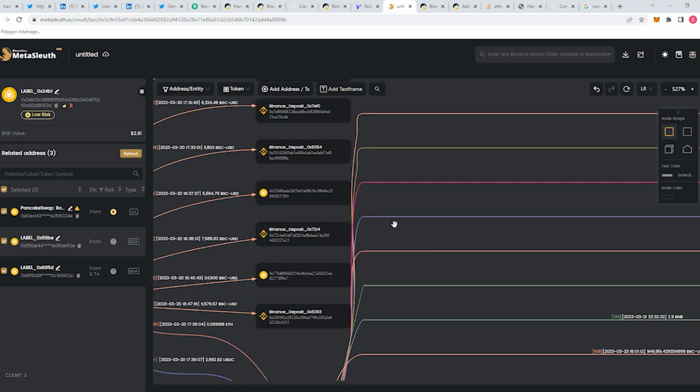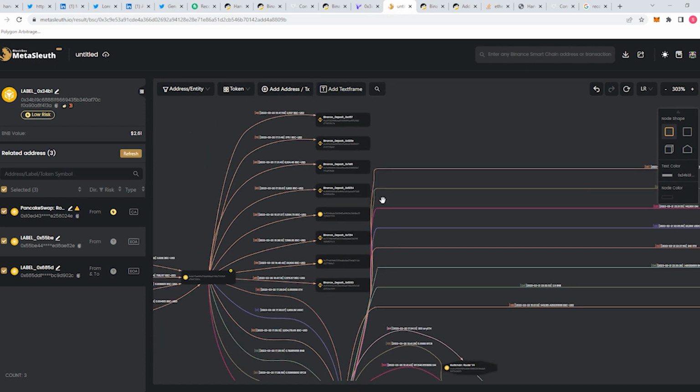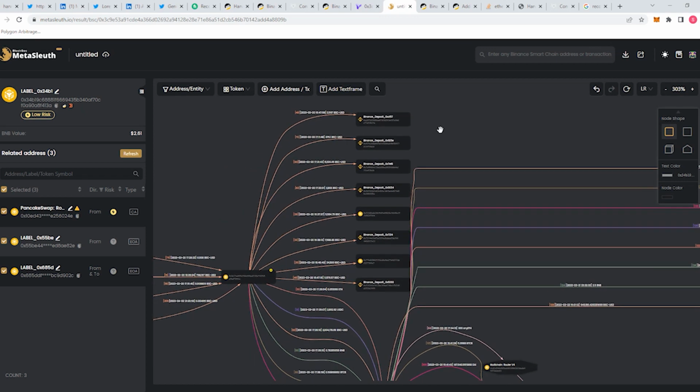That being said, there's a pretty good start here where you could reach out to your local law enforcement and to Binance to get these frozen and start the process of identifying those individuals.